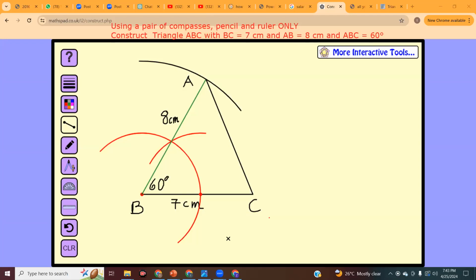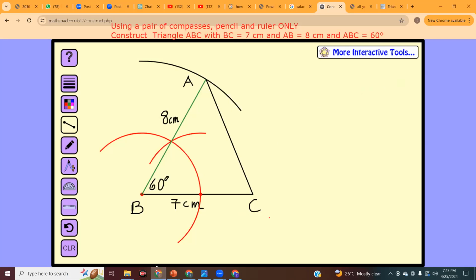Sorry, 60 degrees. 60 degrees, yes. We measure the line and we get 8 centimeters. And then we draw the next line and we add A, B, and C. Very good. Very good. The next question is that they want us to measure the length.